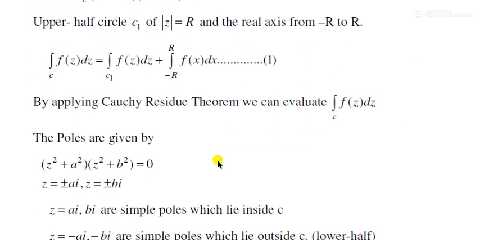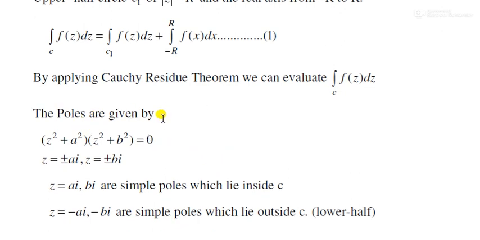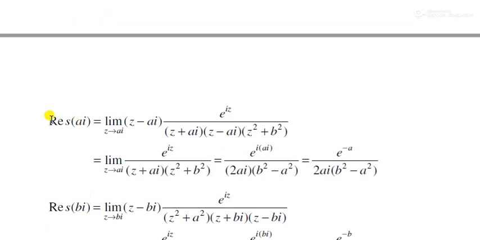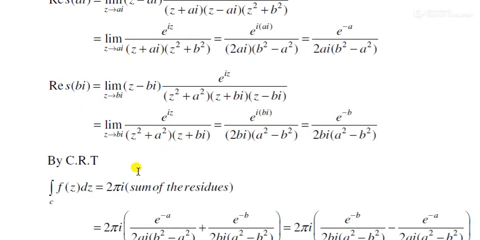Then by using the same formula and the concept of Cauchy's residue theorem, we identify the poles as ±ai and ±bi. The positive values lie inside the contour C and the negative values lie outside the contour C. We are going to calculate the residue for ai. That is the limit as z tends to ai of (z − ai) times e^(iz) divided by (z + ai)(z − ai)(z² + b²). So this is equivalent to e^(−a)/(2ai(b² − a²)). Similarly, we find the residue for bi as e^(−b)/(2bi(a² − b²)).